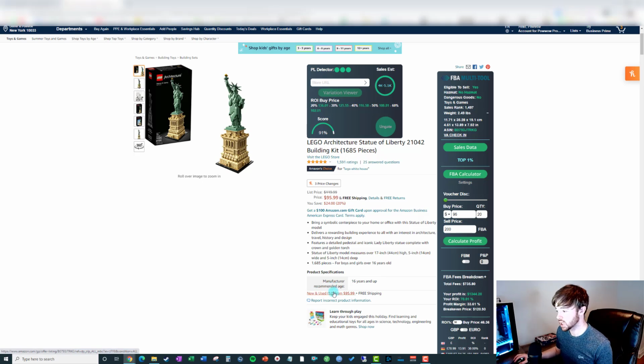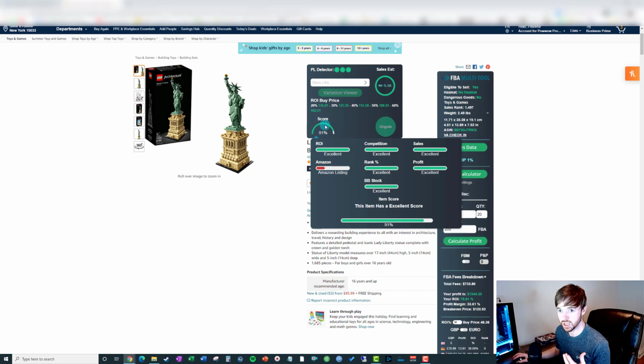That will likely change over time as the set retires, because a lot of Lego investors don't list right away. They hold the stuff in storage and then they will list them as it retires. So the supply may increase, but as of right now, the competition is low. The supply is low. There's only 52 people on the listing. The sales are excellent. We talked about that 4,000 to 5,000 number estimated sales, which is great.